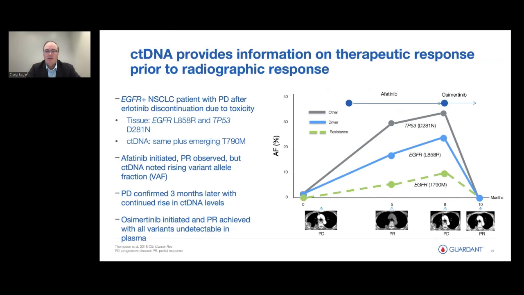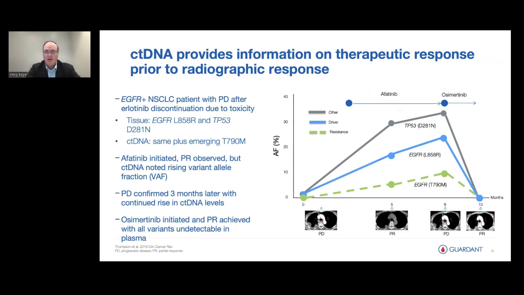Importantly, the molecular state and the personalized approach actually can be picked before the scans were actually showing any demonstration of progression. And so this enables a different personalized approach to treatment monitoring, and ultimately disease monitoring.